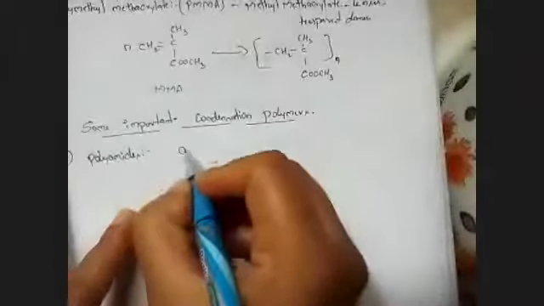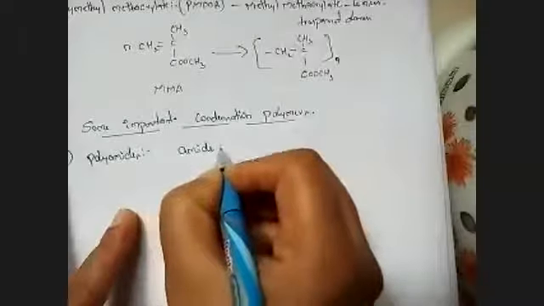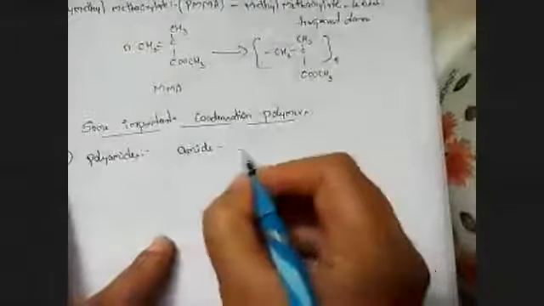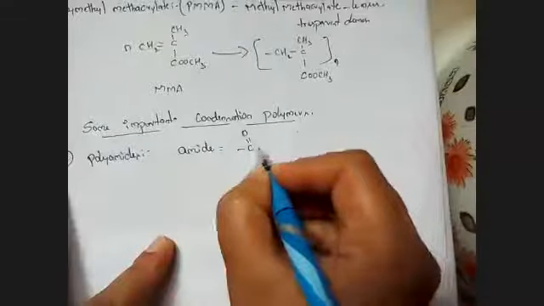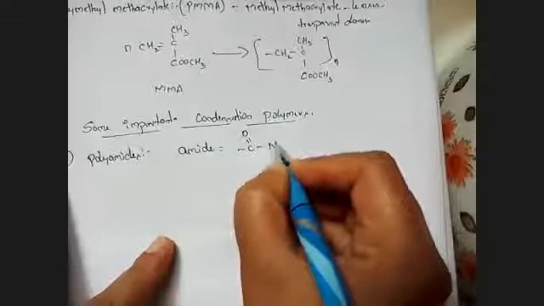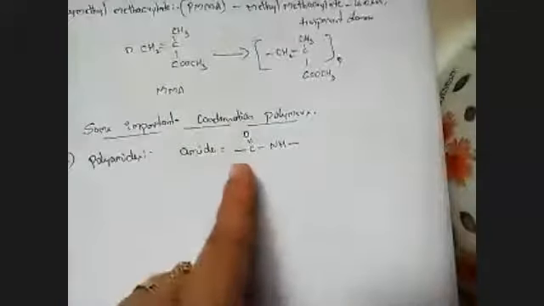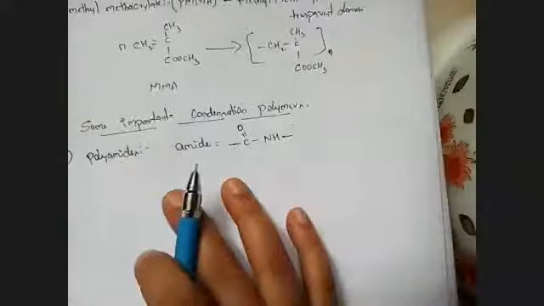I'll write the amide structure. Please copy down: C double bond O, NH2. This is called the amide bond. While writing the bond, you should write the bond on the left and right side, whether or not an atom is present. Next, polyamides. This is the amide bond.